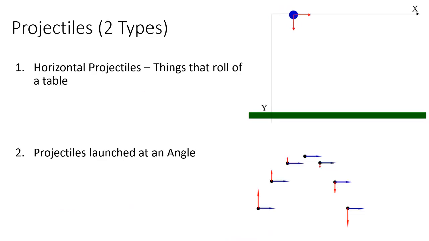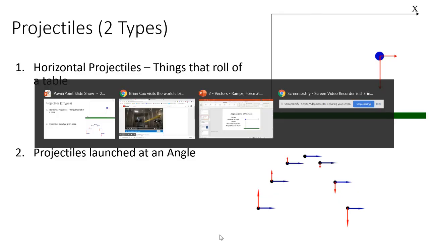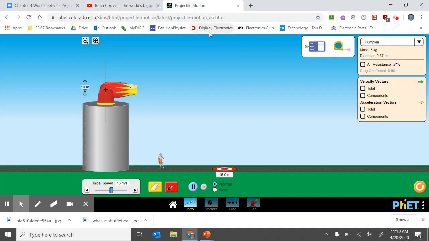Okay, onward to projectiles. Now we'll talk about projectiles. We're going to talk about two types: horizontal projectiles, those are things that roll off a table, and other projectiles that are launched at an angle. So I'm just going to skip over to a fun applet on PhET.